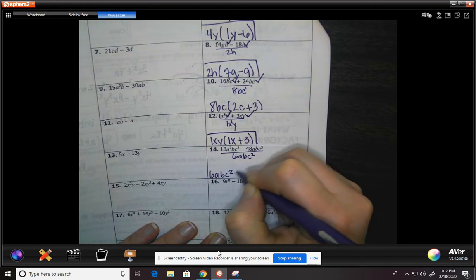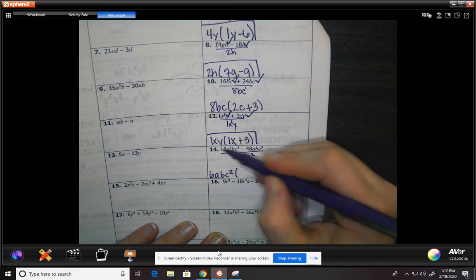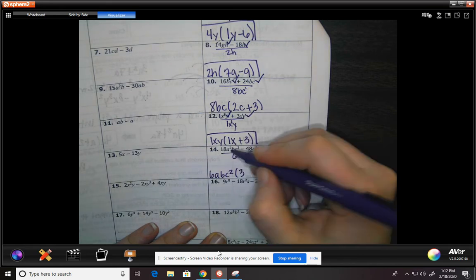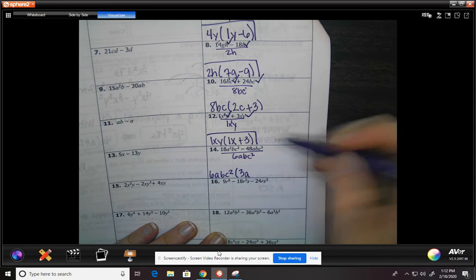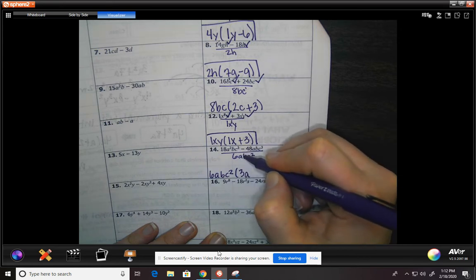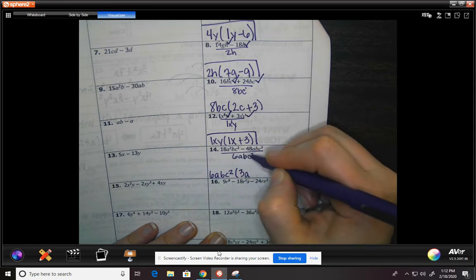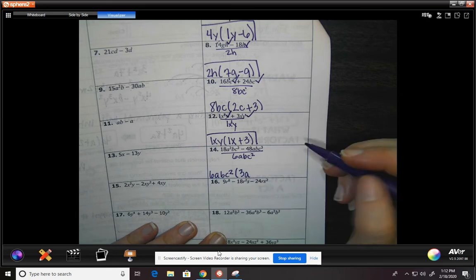6ABC squared. Open parentheses. 18 divided by 6 is 3. 2 minus 1 gives me 1A. 1 minus 1 gives me no B's. And 2 minus 2 gives me no C's.